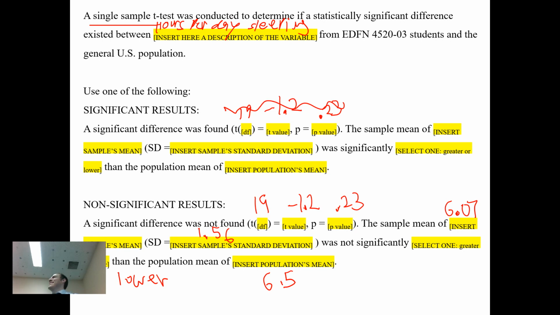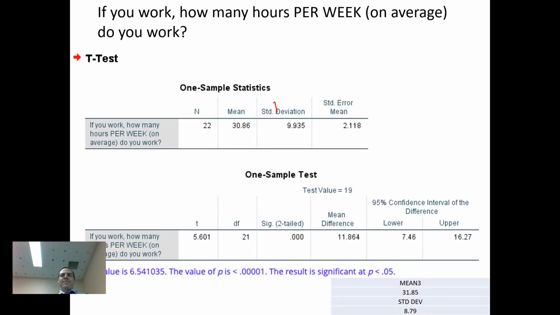Any questions on this? All right, moving on. If you work, how many hours per week on average do you work? So the national average is 19. We're talking about students, by the way. They hardly work. What's going on? Yeah, these are students.